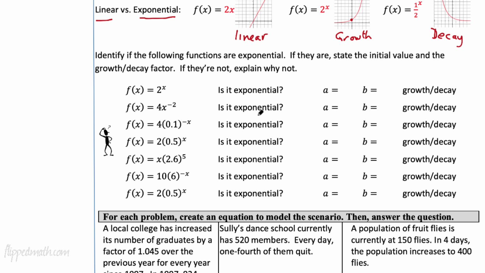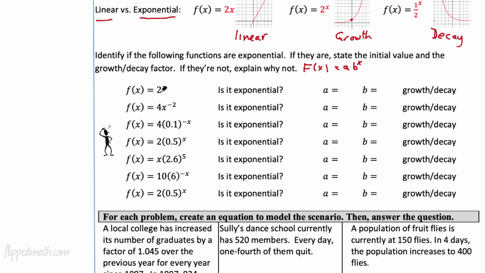So let's go through these different examples and see if we can figure out what the a value is. Let's look at f of x. I'm going to write it right here. This is what we're looking at. So it's a times b to the x power. Let's see if we can figure out what the a value is, what the b value is, and whether it's growth or decay.